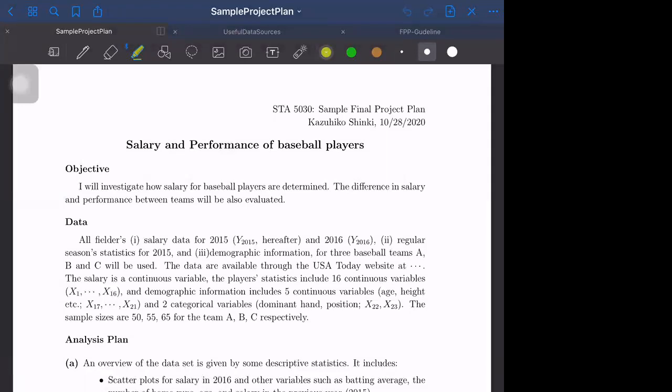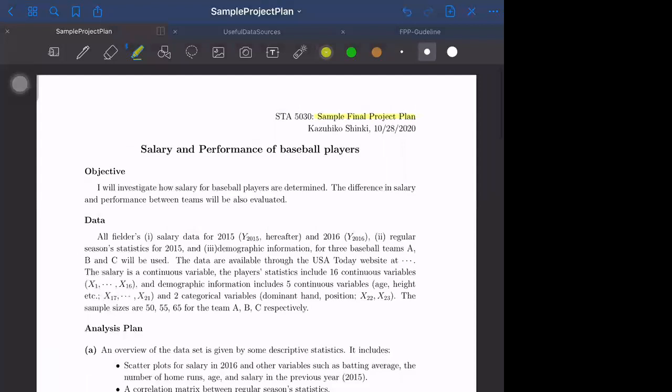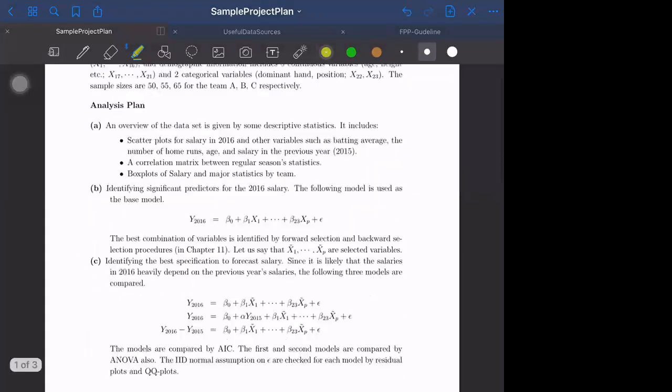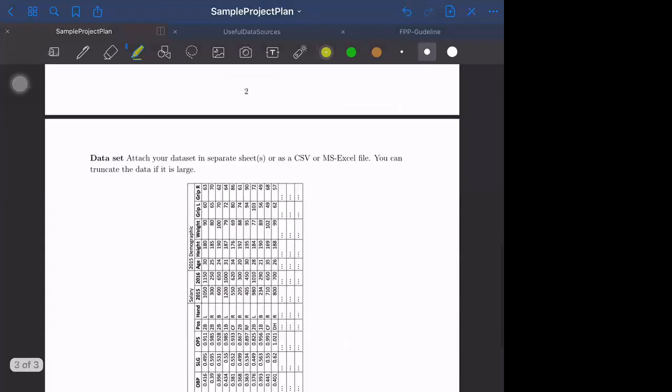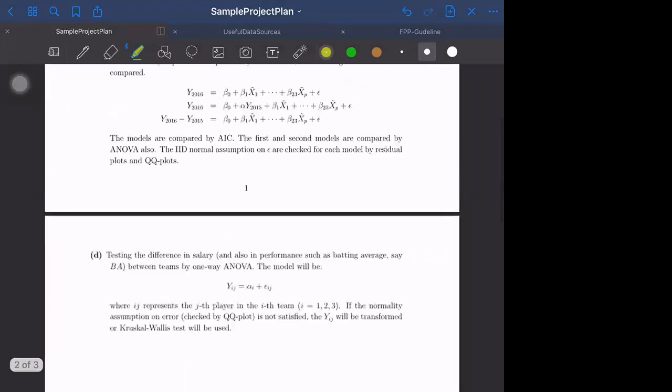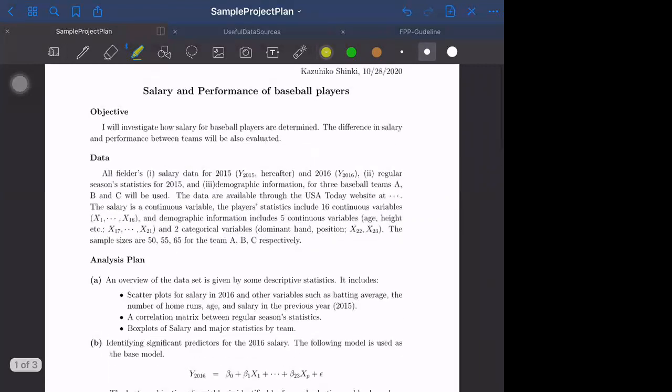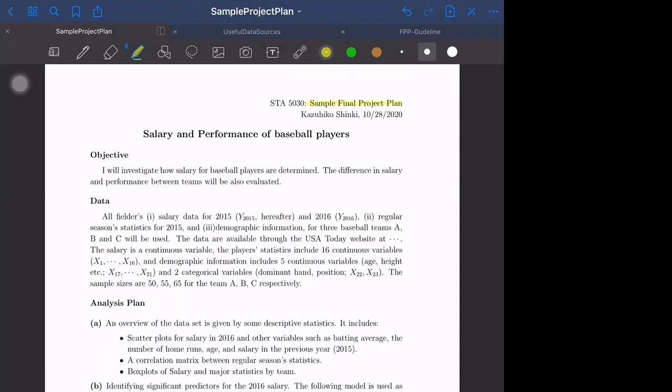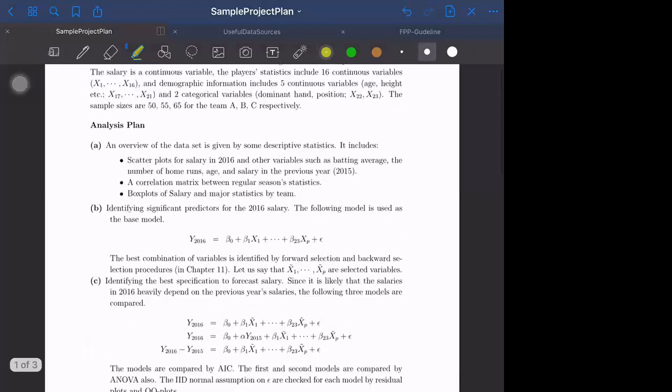Hi, we continue to discuss the final project plan. So this is the sample final project plan. This is the 1 or 2 page summary of the project plan. So first page and second page, and the sample data set. The sample project plan has the objective, the data description, and the analysis plan.